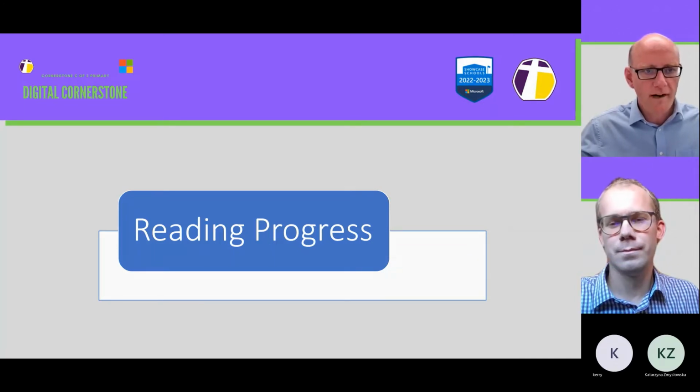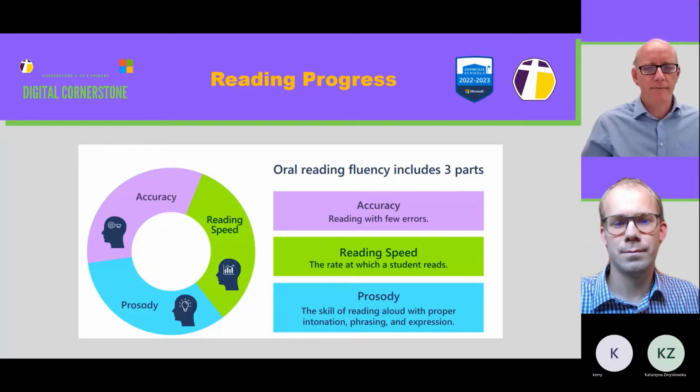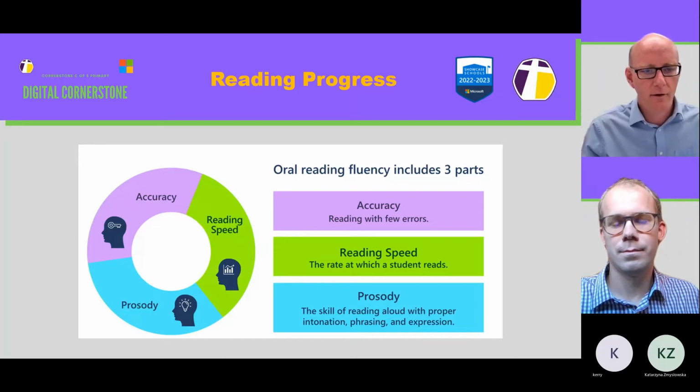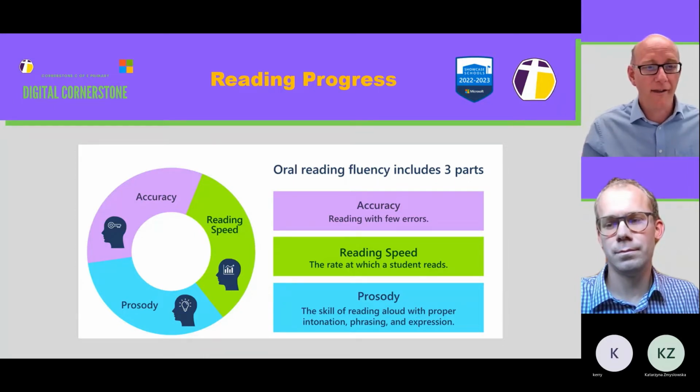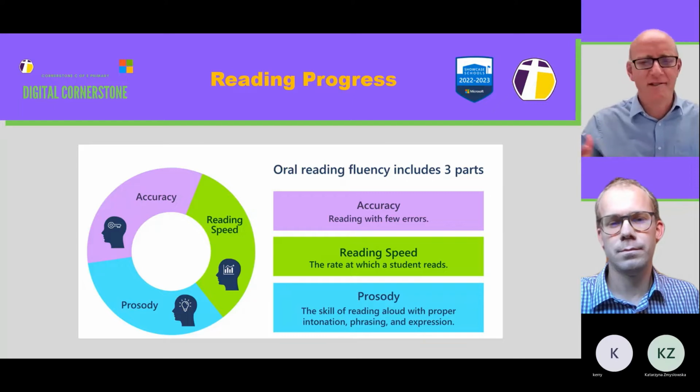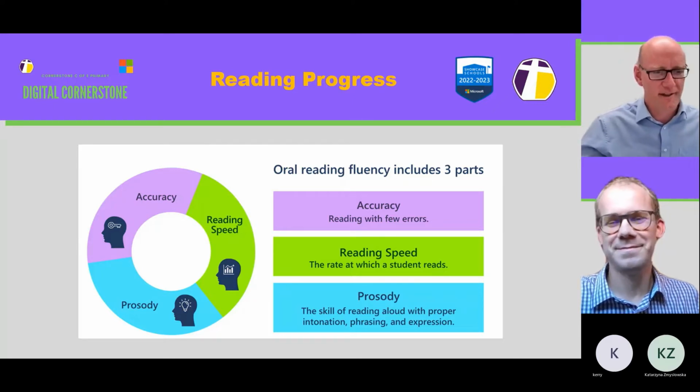So reading progress, it's about developing the children's fluency. That's the key thing here. So it's not so much about the comprehension, but it is about the fluency. And that fluency is split into three parts. So it's looking at their accuracy, so it's looking at the amount of errors they make, the speed at which they read, which can be very helpful when you're trying to decide whether children need particular more support, how many words they can read per minute, and then the prosody, the skill of reading aloud with the proper intonation, phrasing and expression, which I tried to do my best with there.